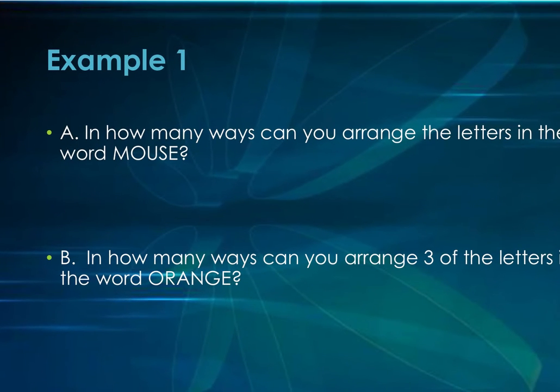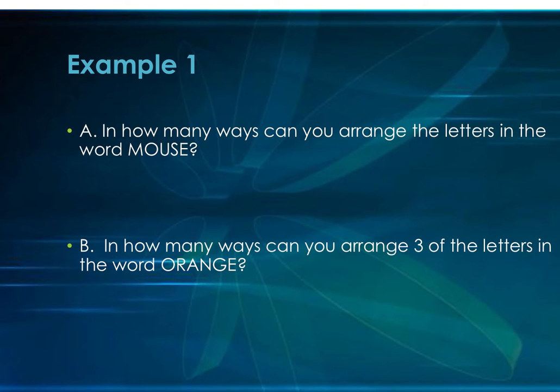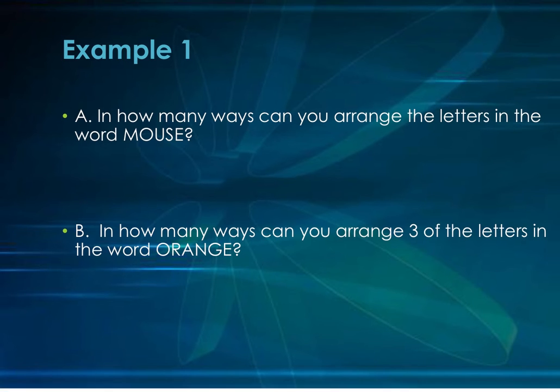In how many ways can you arrange the letters in the word mouse, okay? First thing we need to ask ourselves, does the order matter? Yes. So when order matters, it's always going to be a permutation. Okay? So write a P.